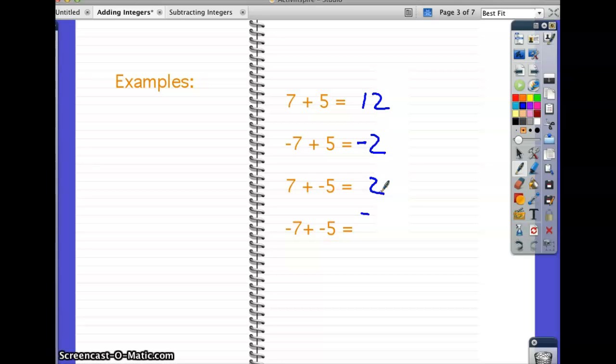And last, you got negative 7 plus negative 5. Signs are the same, so you add and keep the same sign.